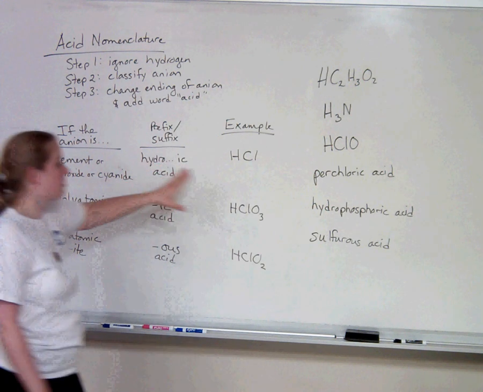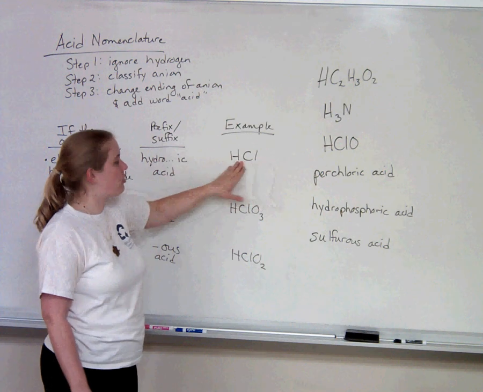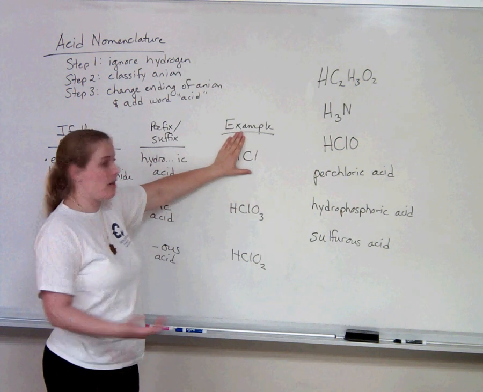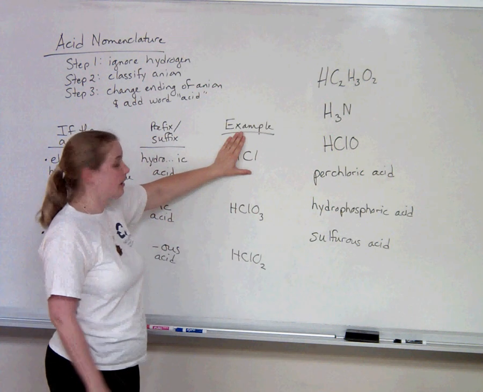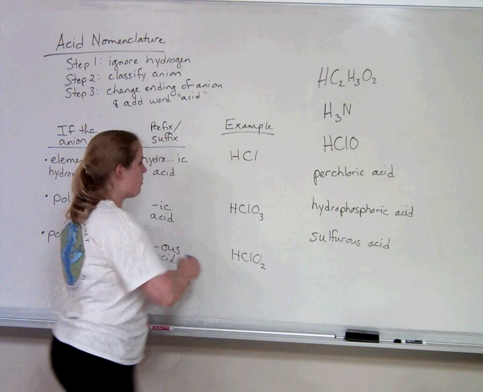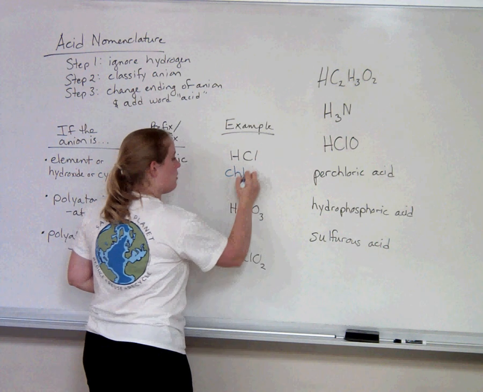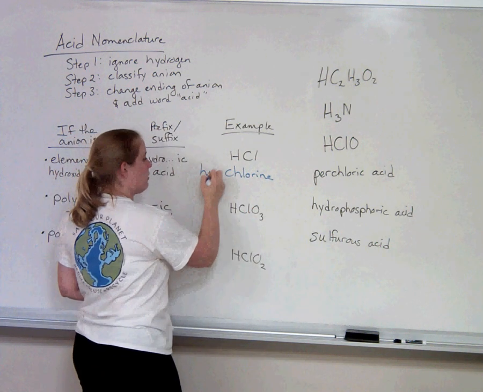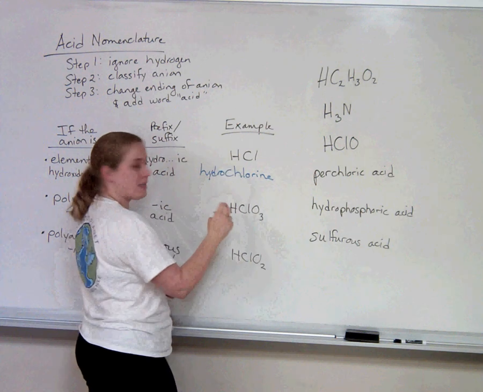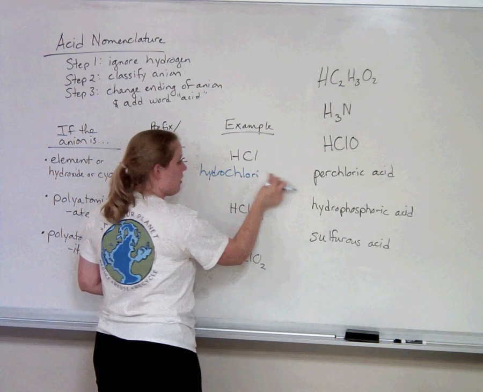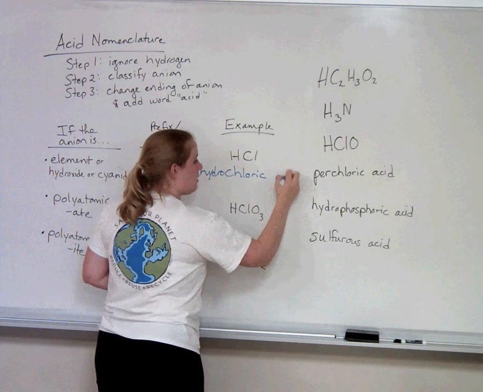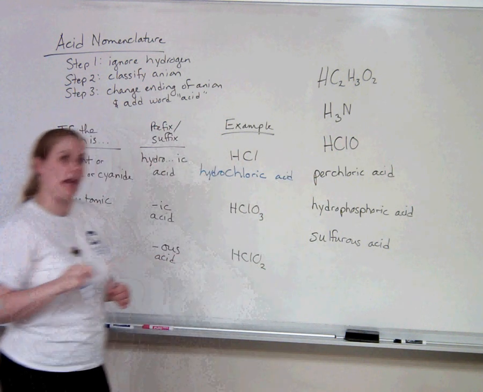So let's try this one. If we have hydrogen and chlorine, we're going to ignore the hydrogen, so what we have left is an element. We can tell that because there's only one capital letter there, and that element is chlorine. So we're going to take the word chlorine, add a prefix of hydro, and take the ending and change it to ic. So instead of ine, it's ic, and then we add the word acid. So this is hydrochloric acid.